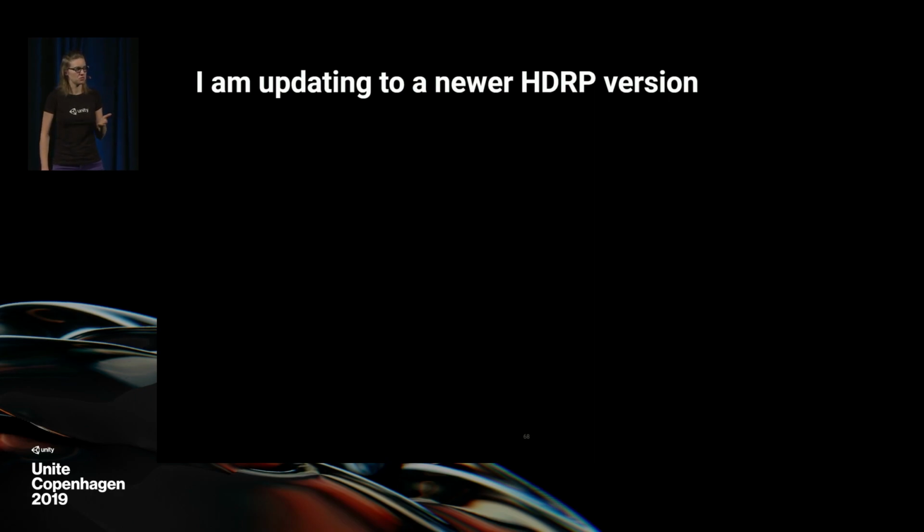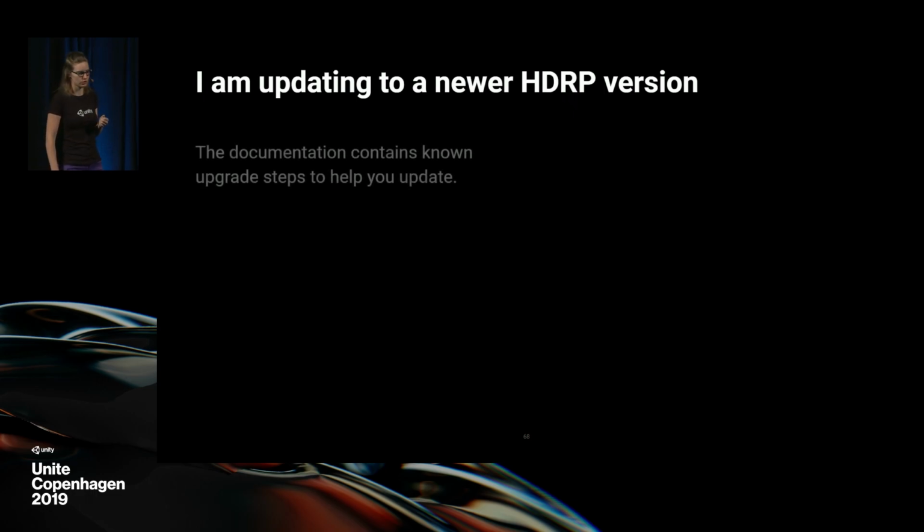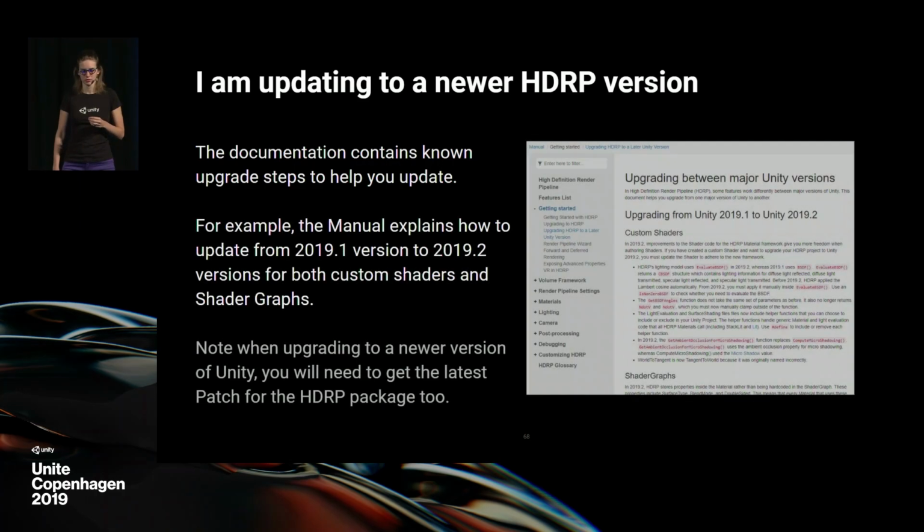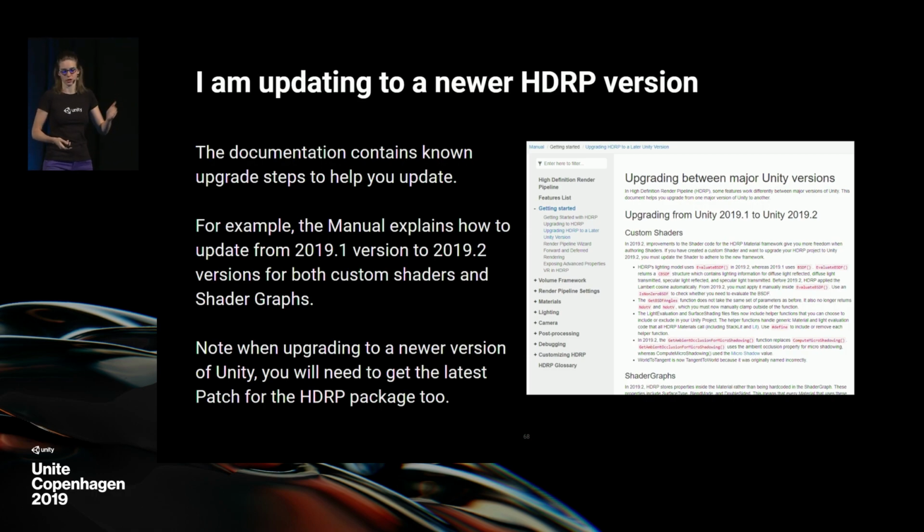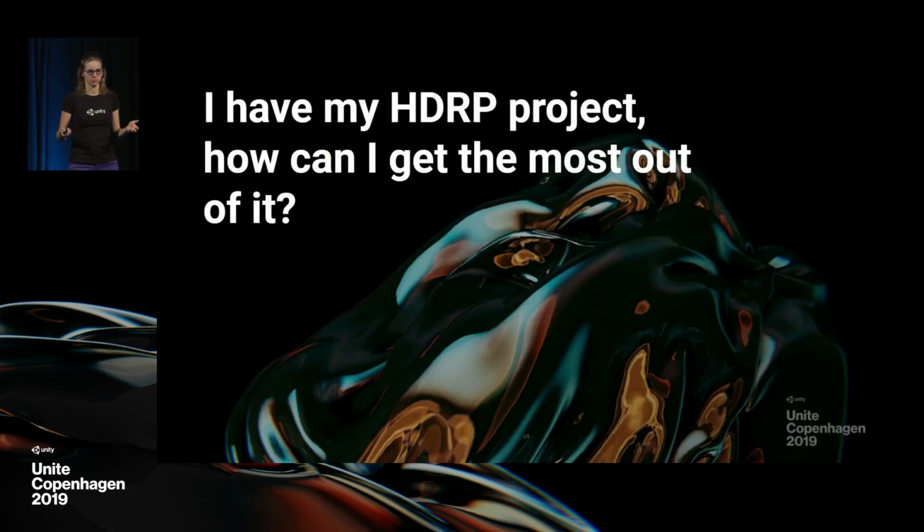But maybe in future, I want to update to new HDRP version. Just so you know, there's always documentation about it. In the manual, for example here, we're explaining how to upgrade from 19.1 to 19.2. It's easy. Follow the guide. Usually, it also comes with automatic upgraders, so just keep an eye out on those menus. We often provide more helpers with time. Perfect. I have my HDRP project.